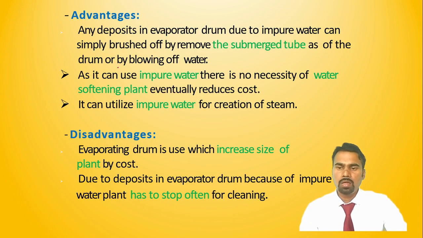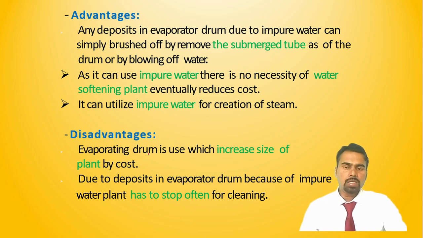The next is, as it can use impure water, there is no necessity of a water softening plant, which eventually reduces cost. Means we can use this type of boiler where impure water is available, so there is no requirement of a water softening plant, and it eventually reduces the cost. Then next is it can utilize impure water for creation of steam. Impure water can be used.